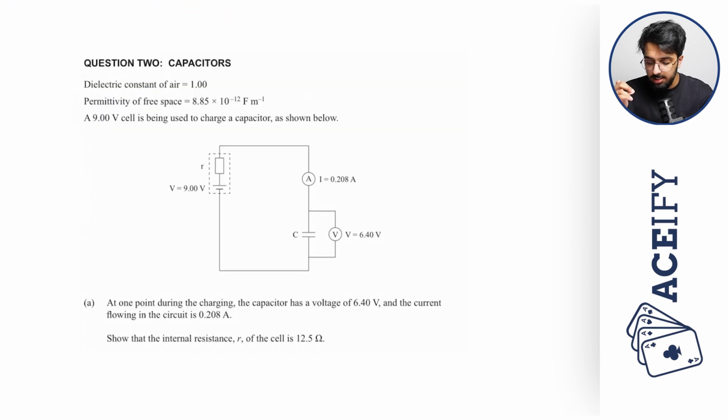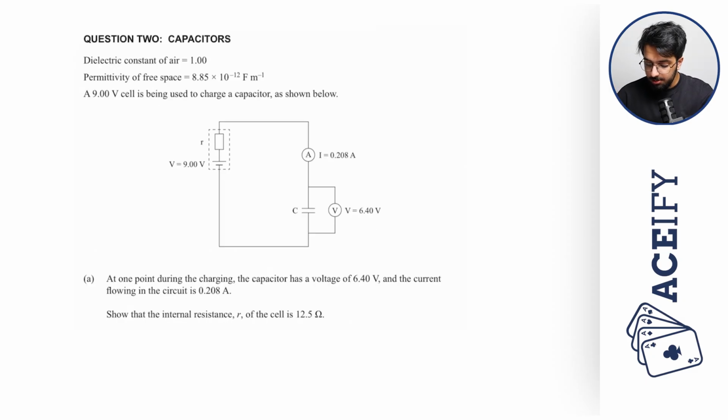A 9 volt cell is being used to charge a capacitor as shown below. At one point during the charging, the capacitor has a voltage of 6.4 volts, and the current flowing through the circuit is 0.208 amps. Show that the internal resistance of the cell is 12.5 ohms.